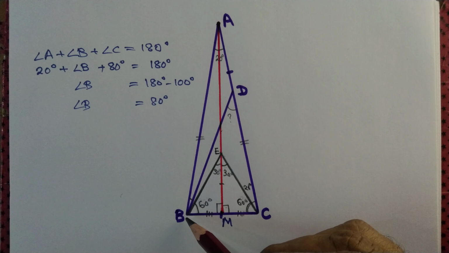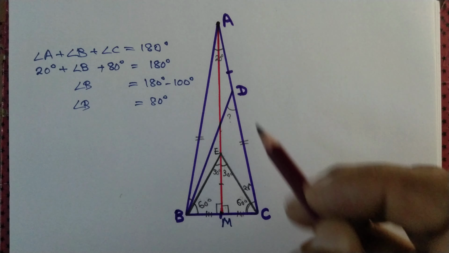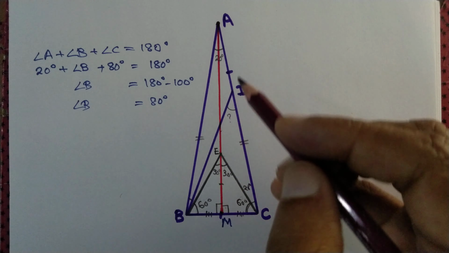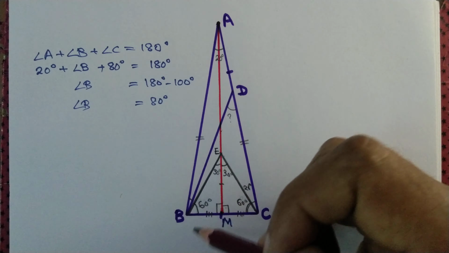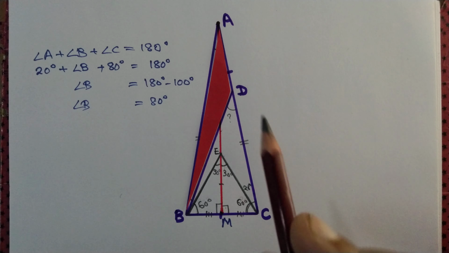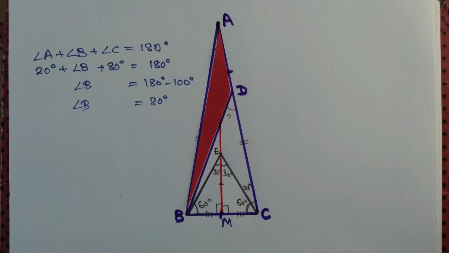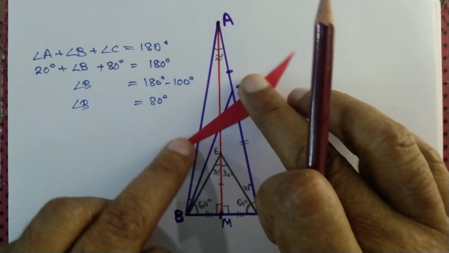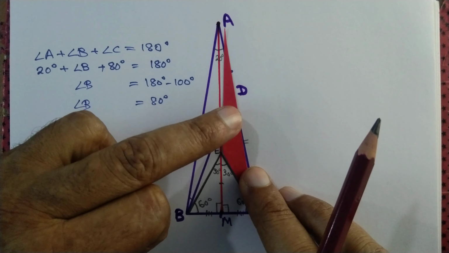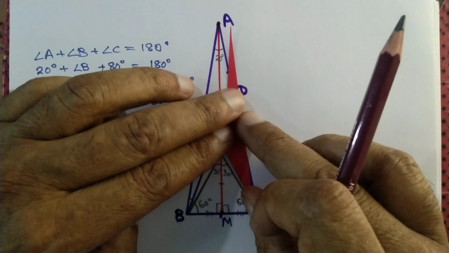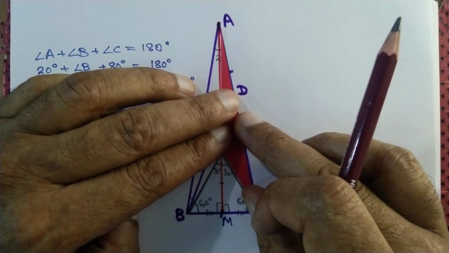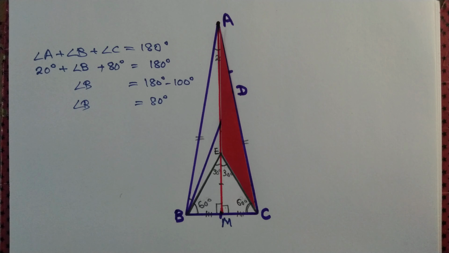Now we want to somehow find the measure of angle BDC. That is done if we know the measure of angle ADB. Consider triangle ADB and triangle AEC. Are those triangles carbon copies of each other, or can we say that those two triangles are congruent?